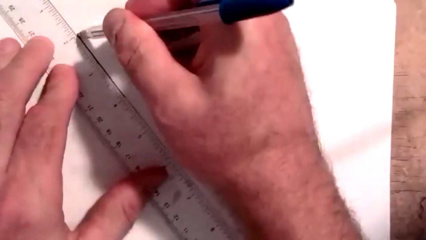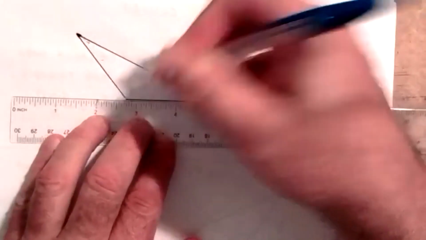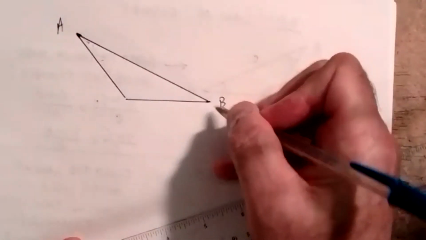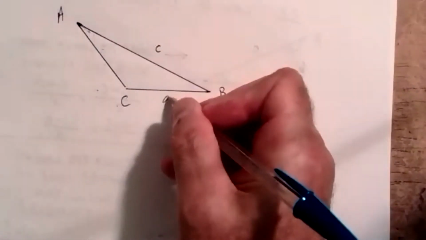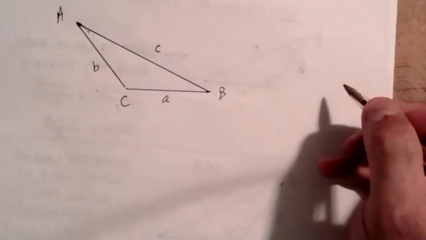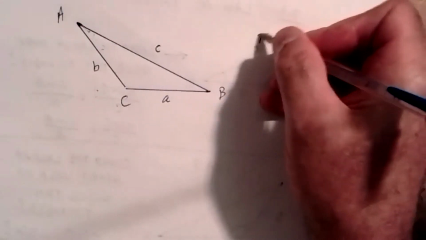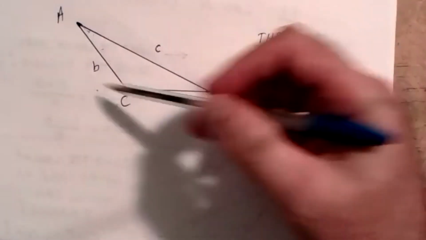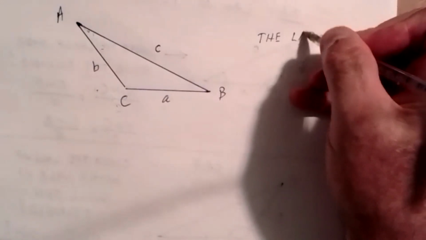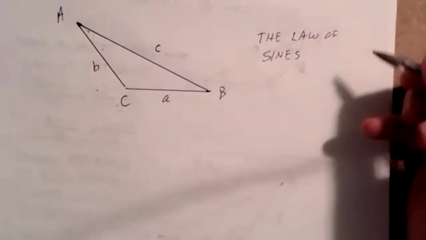Ladies and gentlemen, here's another scenario. Suppose I have a triangle ABC. Suppose that I indicate to you that we know side C, we know side A, and we know side B. Will the law of sines help us here? Anybody? Will the law of sines help us to solve this triangle if we know all three side lengths? Do you think the law of sines will help here?